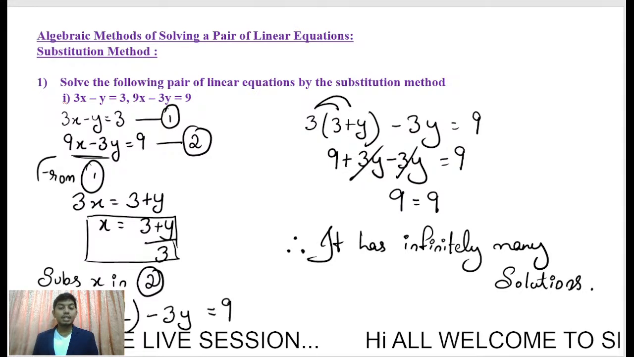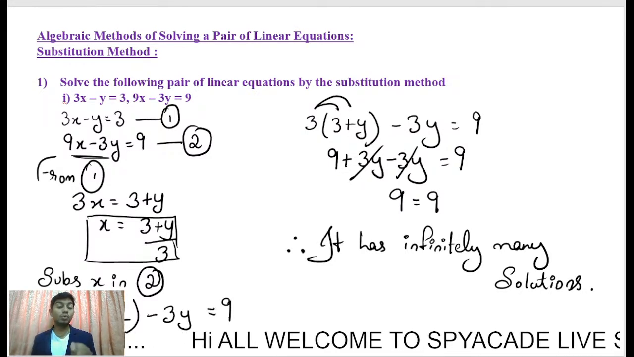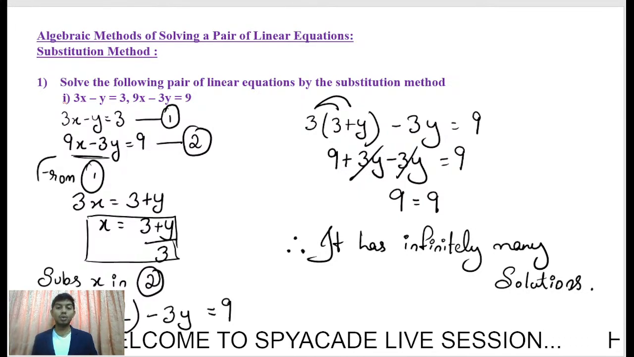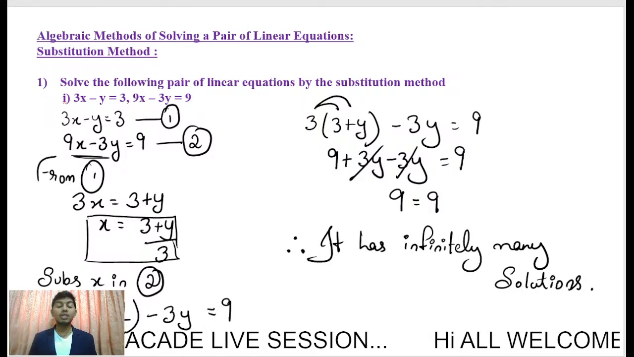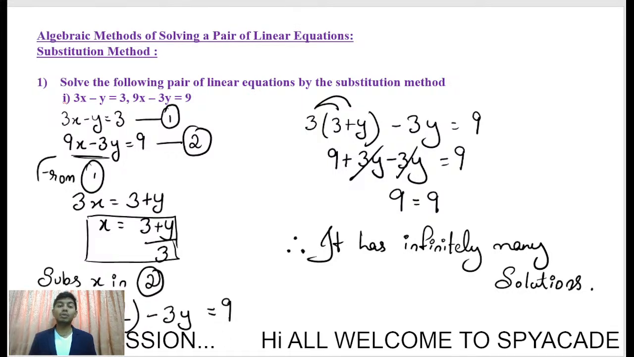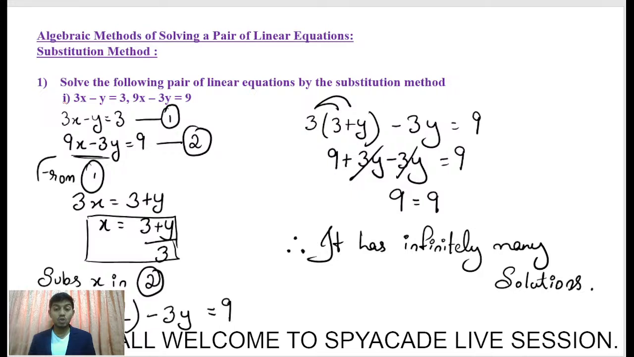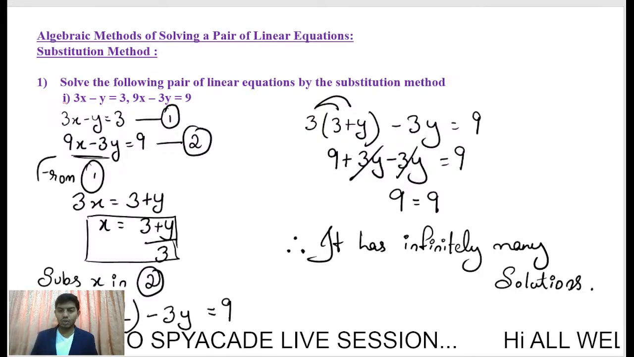Okay, is it clear? Because here we are not restricted to one value. It is not like we got only one value for x or y. Here we are going to get multiple values, because when you substitute that, you got 9 is equal to 9. You are not able to restrict yourself to a single coordinate. So obviously, we are going to get infinitely many solutions.